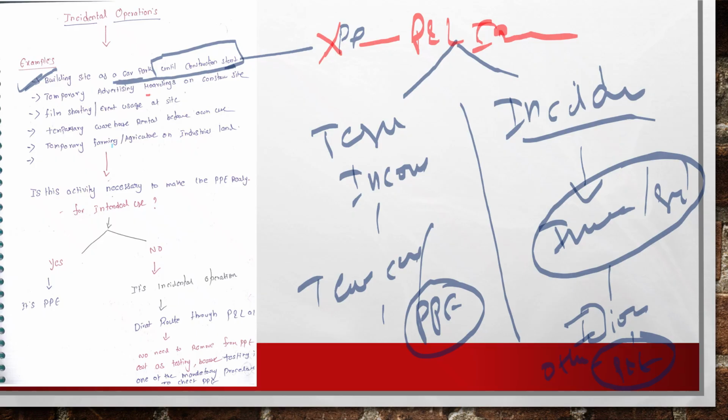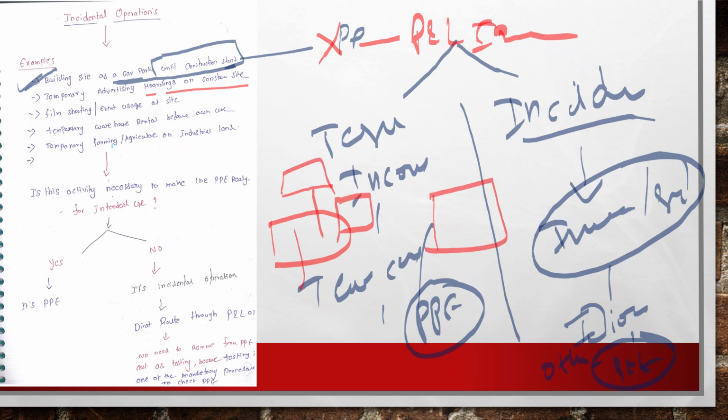Temporary advertising hoardings on the construction site. Your site is there, and you have given it for hoardings. Under the construction site, they put a few boards and advertise their products. That is also a temporary purpose. That is not relevant for your PPE construction. You should not reduce this income from the PPE. It should be other income directly.